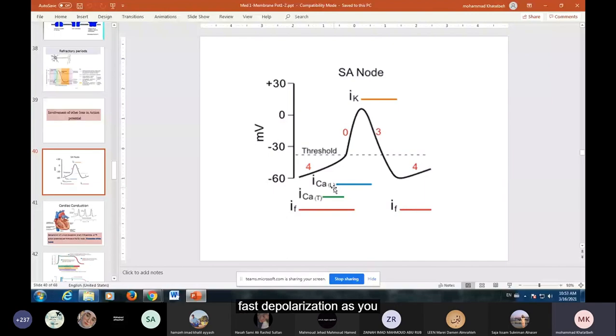So what you are getting? Very fast depolarization, as you see. Reaching the tip here, what happens to the activity of the calcium channels, the L and T? They are inactivated, and you are starting activation of potassium channels. You are getting phase 3 as an example. So we can have different ions involved in the generation of action potentials.